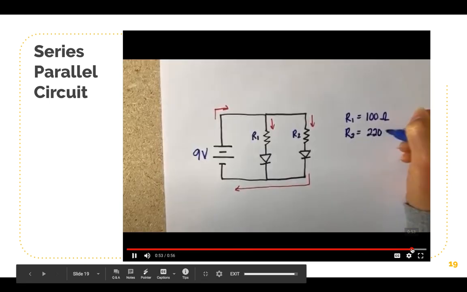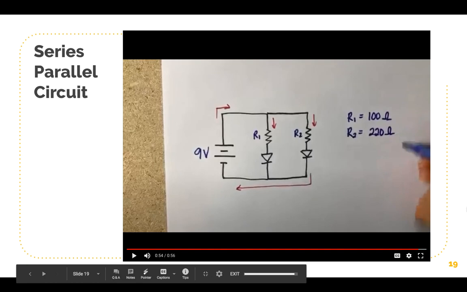Let's go back just so I can show you what it looks like at the end. All right, so it's a parallel circuit because there are multiple paths for current to flow, but it's also a series circuit because R1 and this LED are in series, R2 and this LED are in series, so it's a combination. Most circuits, like I said in the beginning, are going to be series parallel, so I just wanted to show you a quick example of how to draw those.